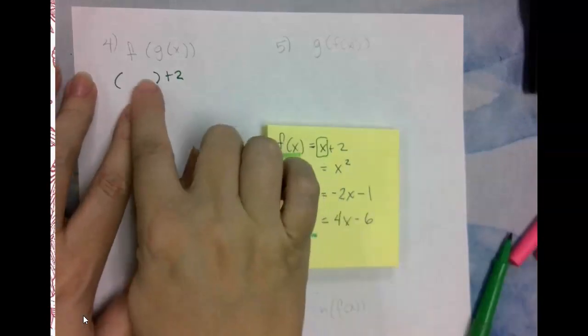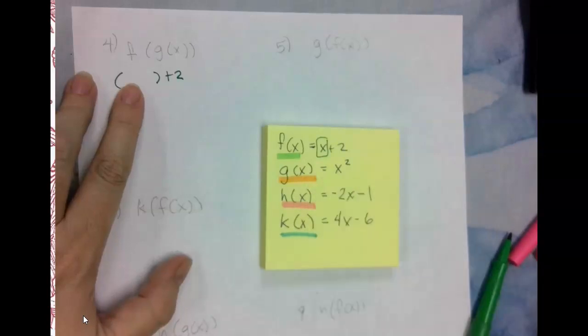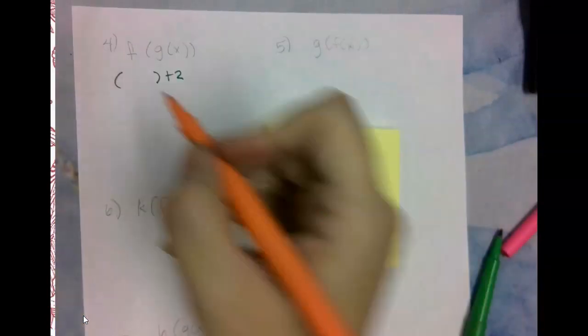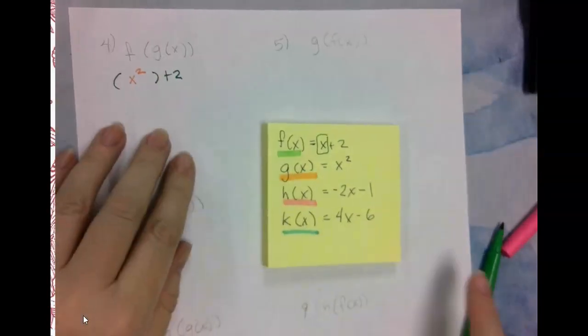Then what's going inside here? Well, the G is what needs to go inside here, so I'm going to take my G and write it inside that space. And that one's already simplified, so we're done with that one.